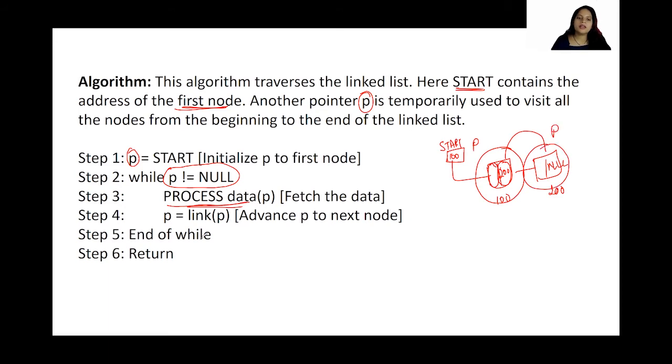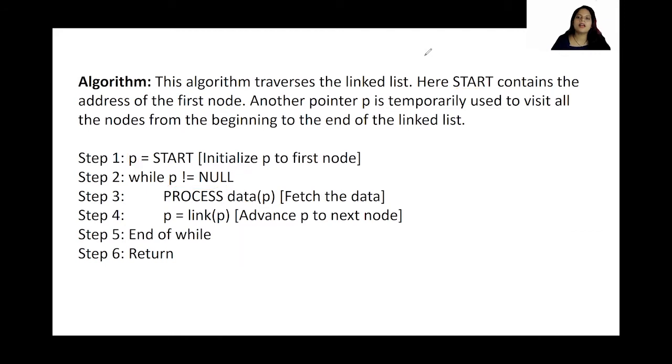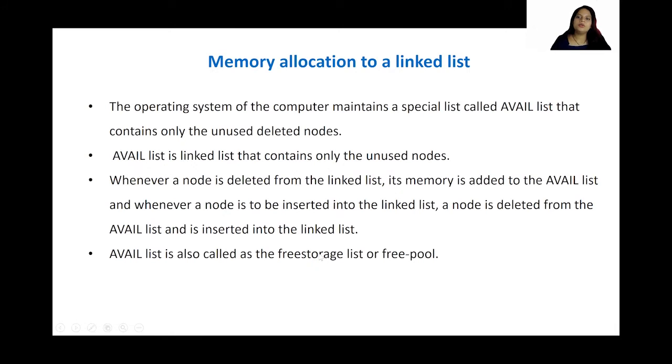All right. So again, I'm going to process the while loop. I'm going to check if P is not equal to null. In this case, it is not equal to null. Then again, I'm going to process the data and say P is equal to link of this particular value. Here in this case, this is going to be null. When I check if P is not equal to null, this is going to become false. I'm going to come out of the while loop and return. So this is how we visit each and every node, or traverse each node, right? So next, how do we do memory allocation to a linked list?